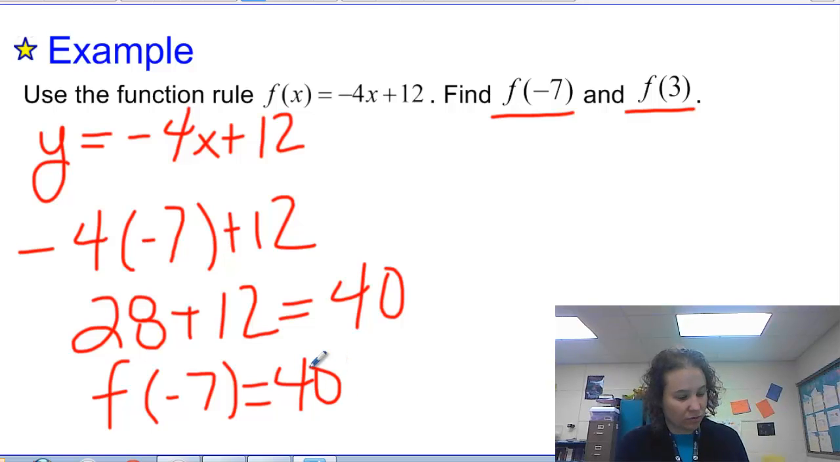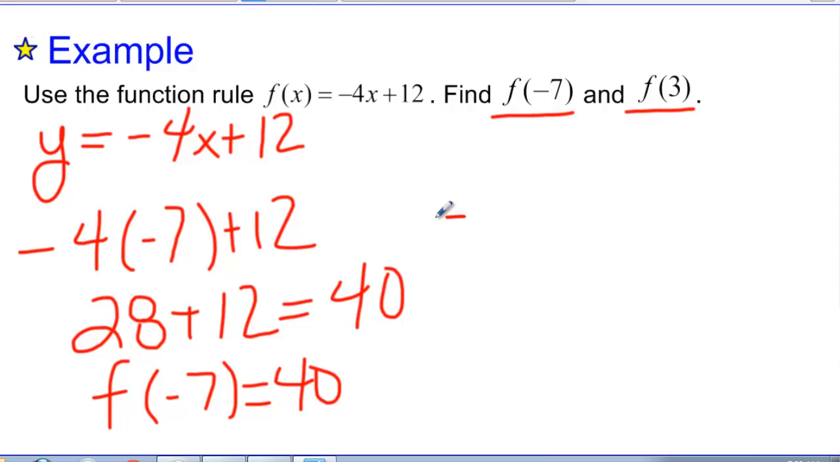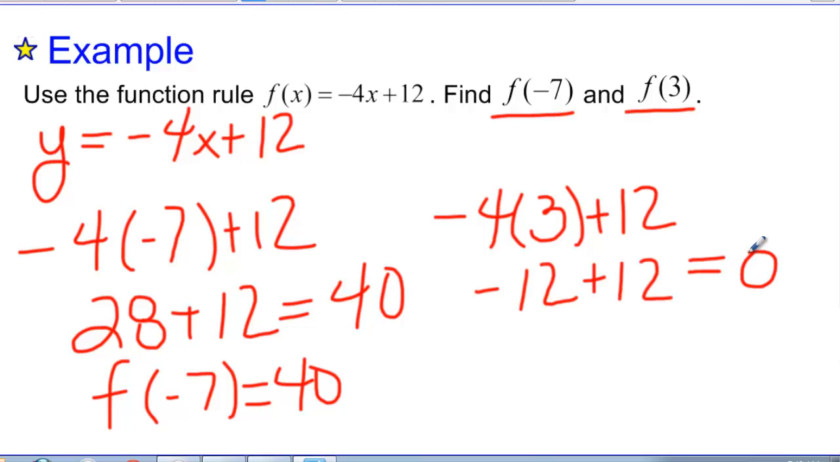And then I would also find f of 3, so that would be negative 4 times 3 plus 12, which equals 0. So then I would write that f of 3 equals 0. It's just a matter of substituting that number in for my input variable, which is the x in this case. I know that's the input variable because I can see it right here, and that is always the input variable right there.